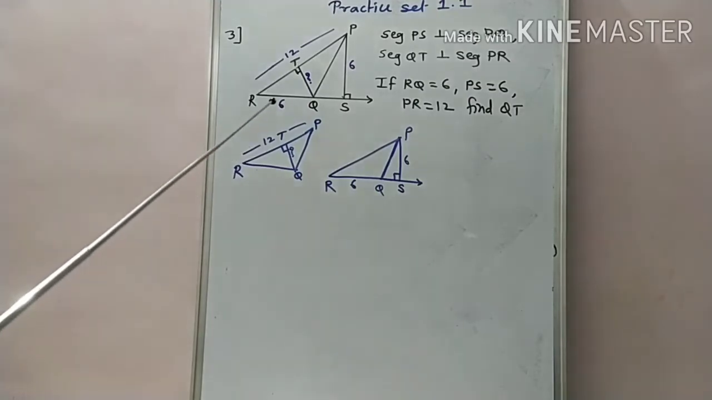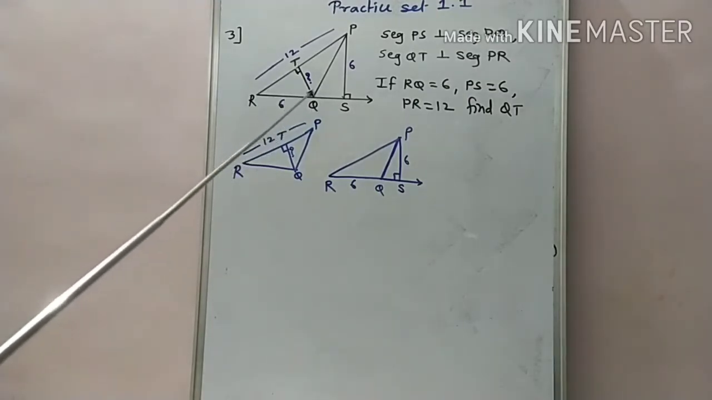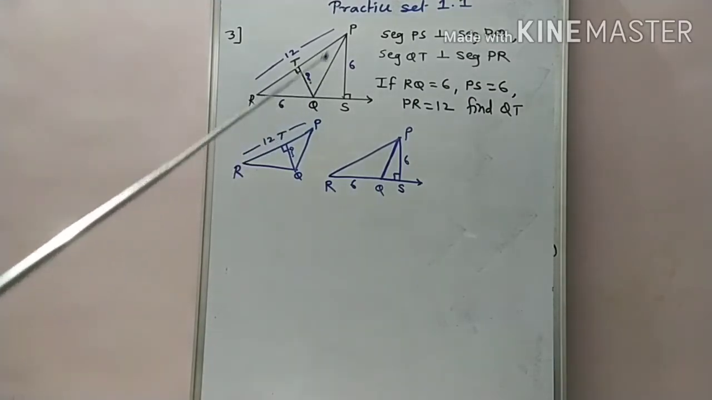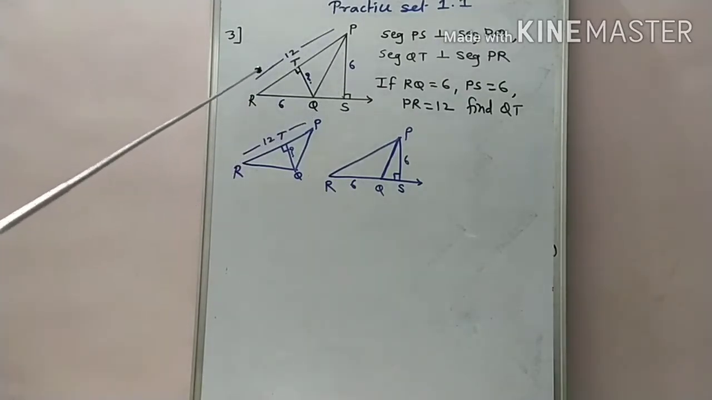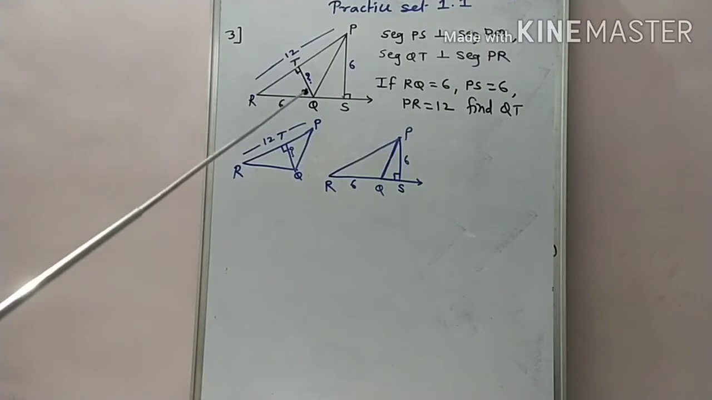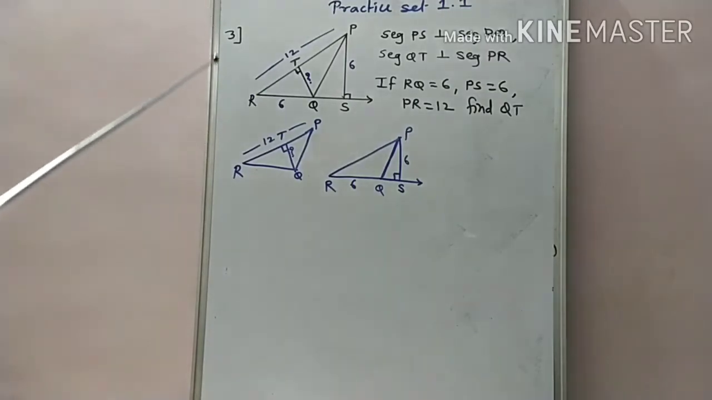So here I just write down those given values: QR as 6, PS 6, PR as 12, and we have to find QT. Okay, students? Now this example is different from the previous ones. In the previous examples, in the activity and the first example, we used the property of the ratio of areas of two triangles.